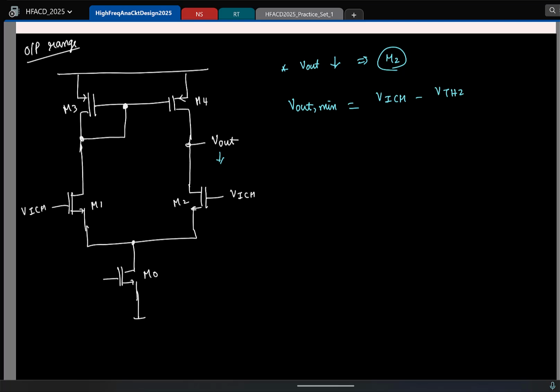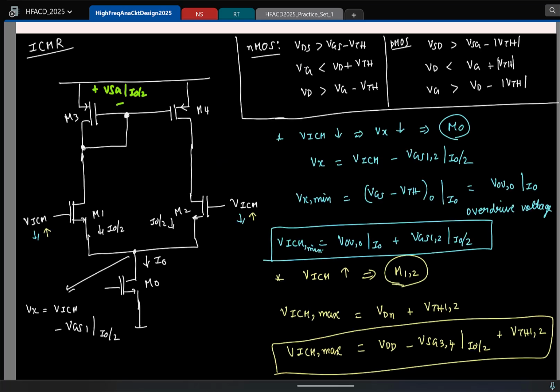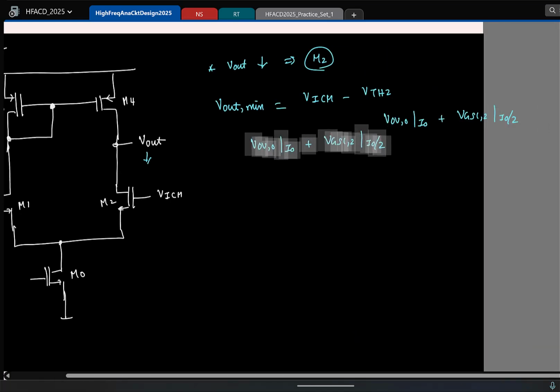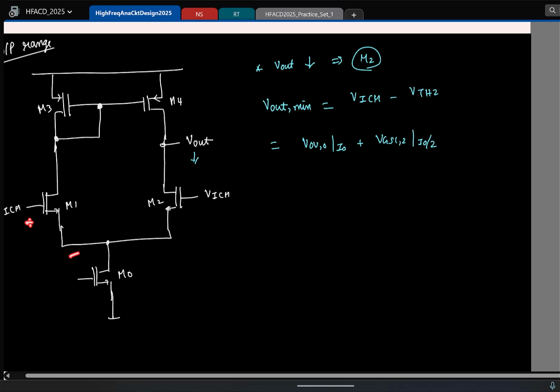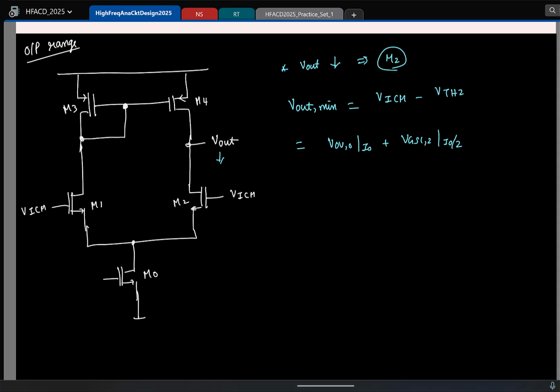Now let's actually calculate what is the absolute minimum we can go here, which means I look at the minimum VICM can take, and this range we computed just now. I'll directly copy it. So the minimum we calculated was this fellow. I'll directly paste it. So again, the minimum we can go is the VGS of this transistor plus overdrive voltage, right? That's what I've written. Overdrive 2 plus, let me write it as VGS2 at a current I0 by 2 minus VTH2. Okay. This is basically this.